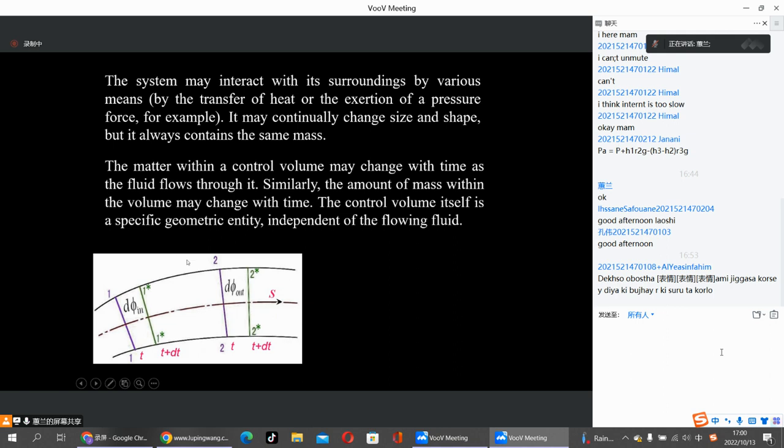So for the system, there will be no mass across its boundary. Sure, a system may interact with its surroundings by transfer of heat, transfer of momentum, transfer of energy. And for the system, its boundary will continuously change size and shape, but it always contains the same mass. Why? Because it always contains the same fluid particles.